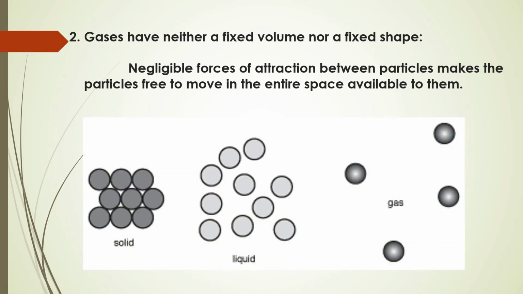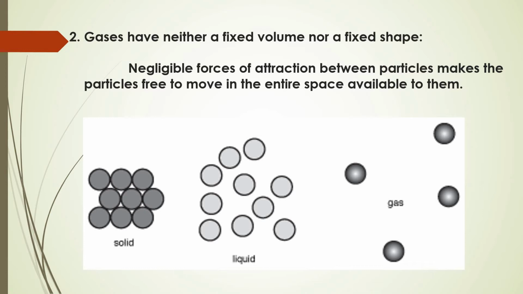Let's compare solids, liquids and gases. In solids, the particles are very compact. That's why they have a definite shape and definite volume, and the particles do not move freely in different directions. They do vibrate, but they vibrate in their own place.